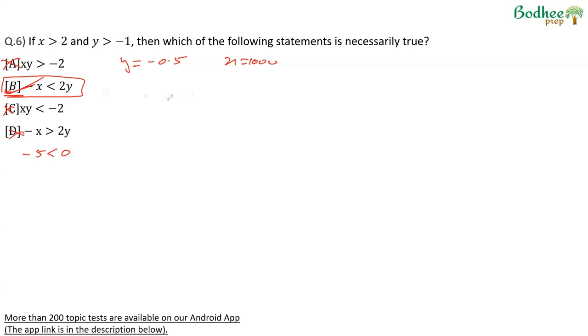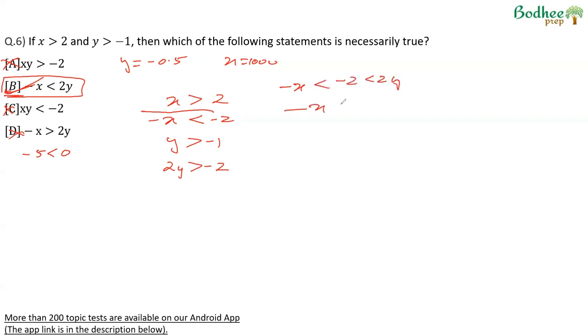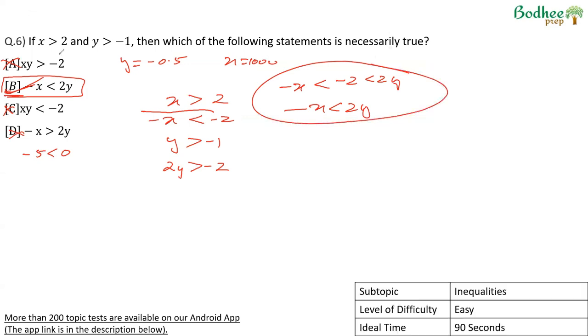If I had to solve this, I would say x is greater than 2, therefore minus x has to be less than -2, and y is greater than -1, multiplying by 2, 2y is greater than -2. So if we look at -2, minus x is less than this, and 2y is greater than this, and therefore we can say minus x is less than -2, which is less than 2y, and therefore minus x is less than 2y is my answer. Solving this question is also not very difficult, so about 1.5 minutes, easy question.